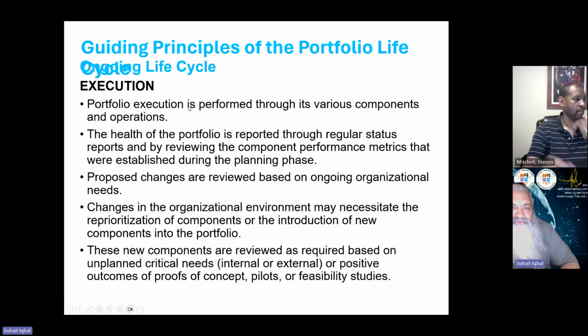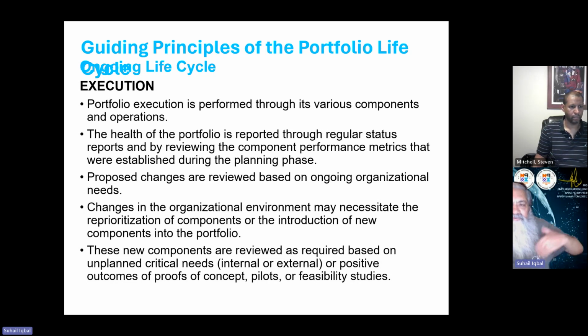Okay. Portfolio execution is performed through its various components. Naturally, whatever the objectives of the portfolio are, they are fulfilled when the components, like the programs and projects and operations, which are the components of the portfolio, happen, right? So execution is giving the responsibility further to the component, and then start watching them, start monitoring them, and whatever the expected benefits or strategic alignments would be coming from there, they will be analyzed by the portfolio, and monitoring and control will check that.